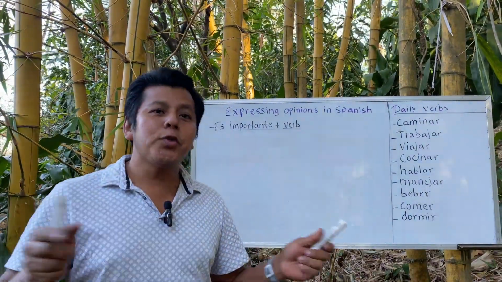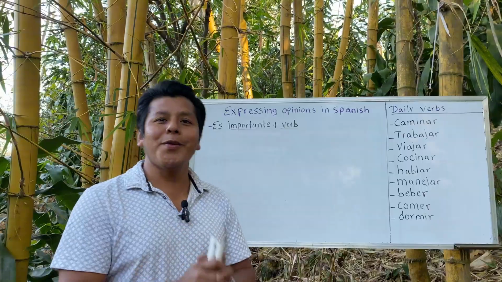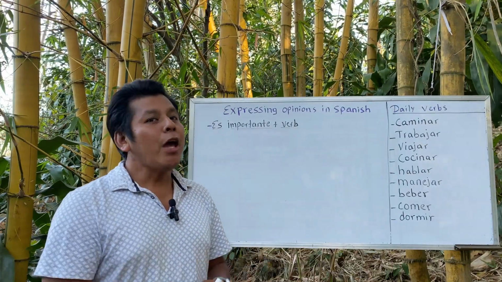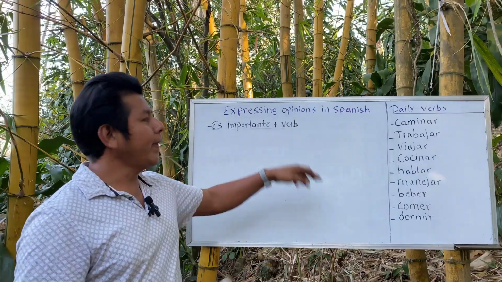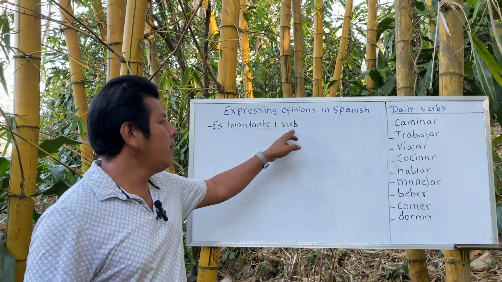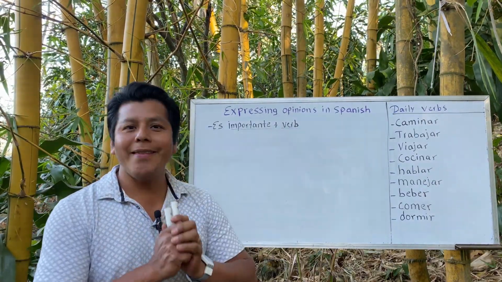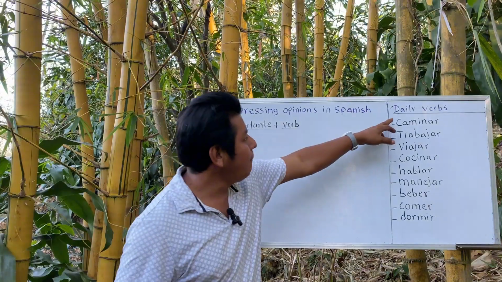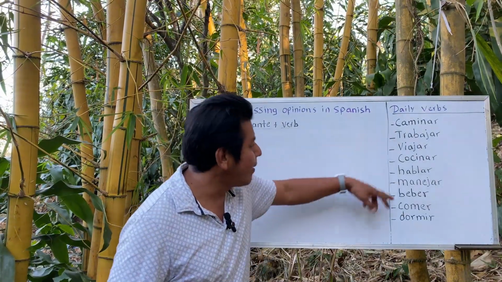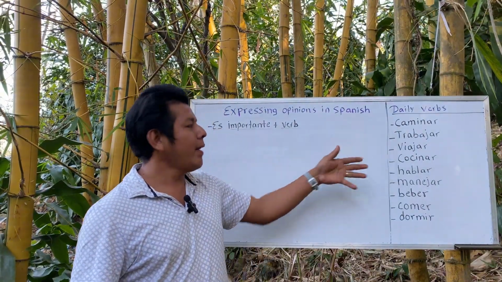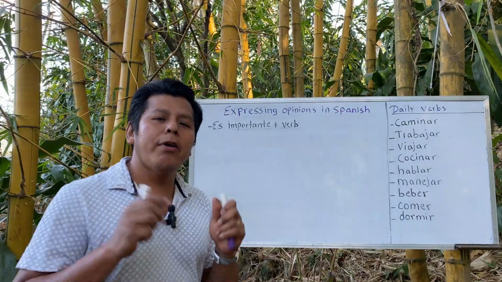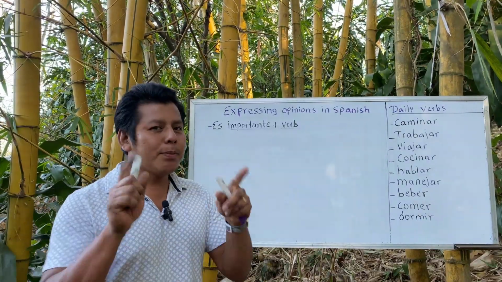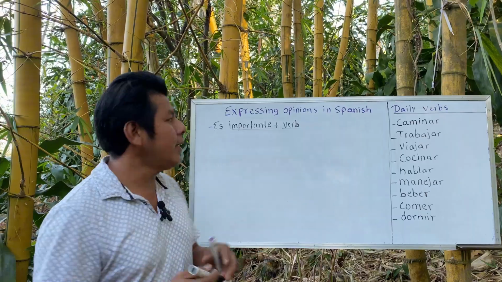So the first way or structure we are going to use at this moment to express opinions is this one. Es importante plus any verb of any action. We have a very familiar list here. Caminar, trabajar, and other verbs here. So what if we make the first example right now? Let's make one example, one sentence.